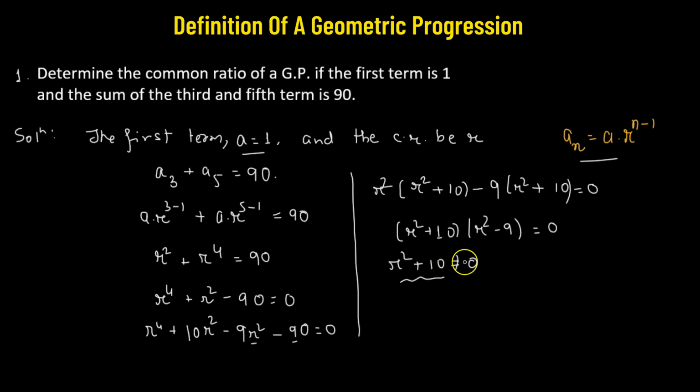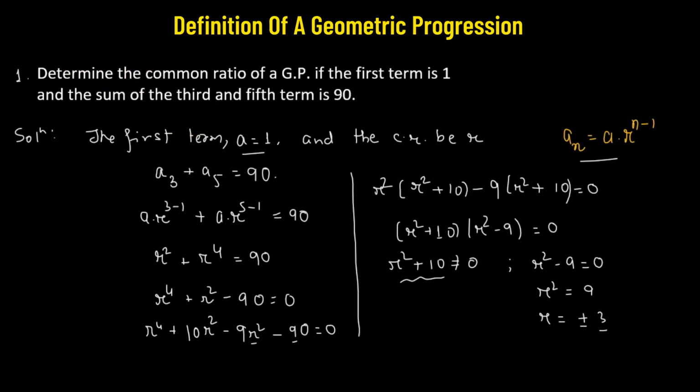That's because this is always a positive value, and this would mean that only r squared minus 9 can be equal to 0. So r squared will be equal to positive 9. Taking the square root on both sides, we're going to get two values for r, positive 3 or negative 3. So this was the idea. We needed to obtain the common ratio of the given geometric progression, which could be either positive 3 or negative 3.